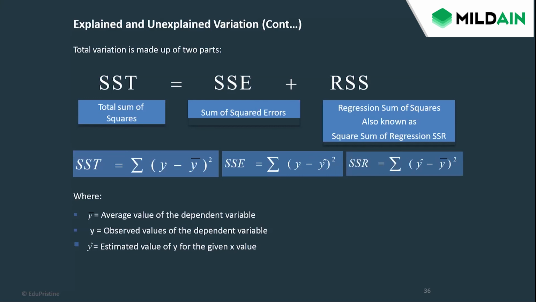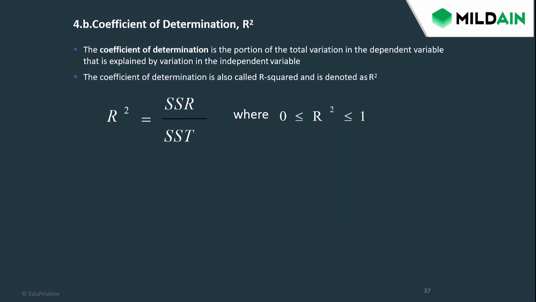I think you have heard about R square and adjusted R square. We'll call it R square. The coefficient of determination is the portion of the total variation in the dependent variable that is explained by the variation in the independent variable. The coefficient of determination is denoted by R square. What is R square? SSR divided by SST. My R square value always lies between zero and 1.